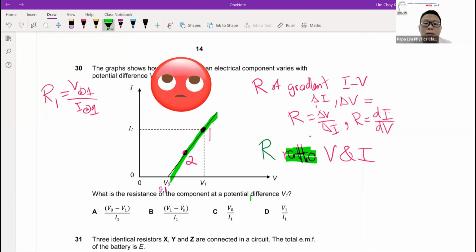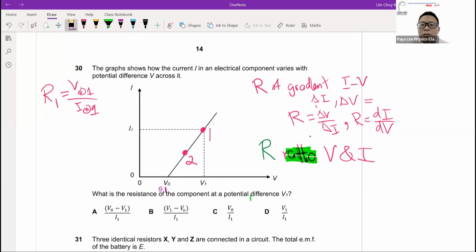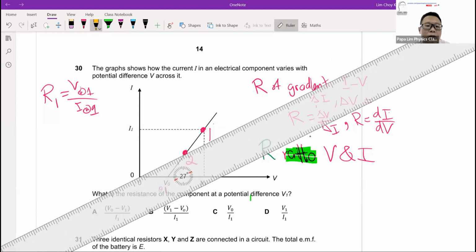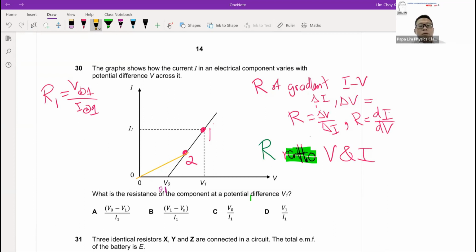But this analysis is wrong, because resistance has nothing to do with the gradient. It has everything to do with the ratio of V and I. So how do I get the ratio of the voltage V and current I at point 2? Same thing, I use the same technique. I get a ruler and draw a line from the origin to point 2. This is the point I'm looking at, and this is the line I'm drawing. The ratio of the vertical line and horizontal line of this purple line will give me the current at 2 and the voltage at 2.